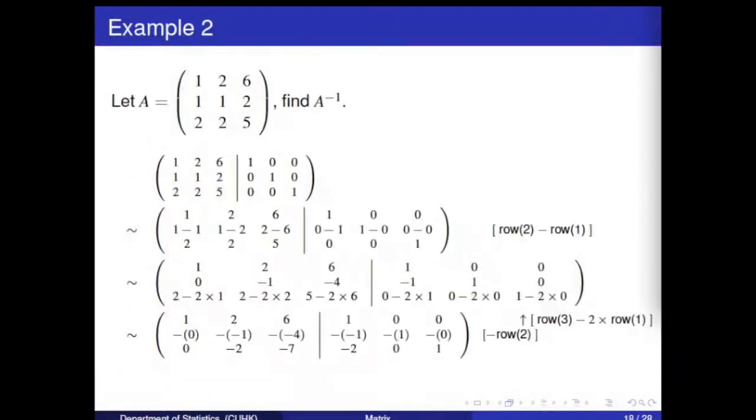Here is another example. We are going to find the inverse of A. First write in this form. Then the elements on row 2 minus the corresponding elements on row 1, such that it will become 0. Then the elements on row 3 minus 2 times the elements on row 1, such that it will become 0. Then replace the elements on row 2 by the negative of the elements.